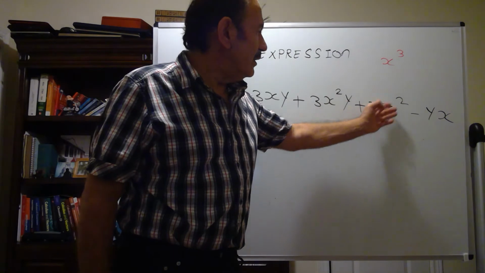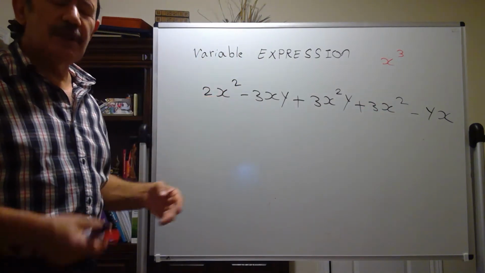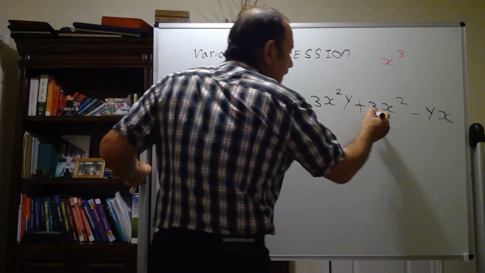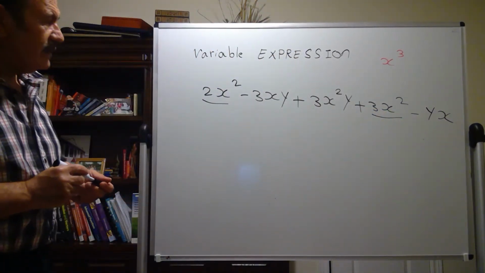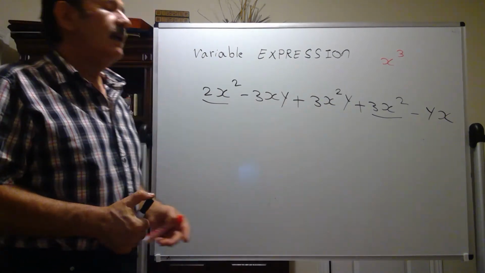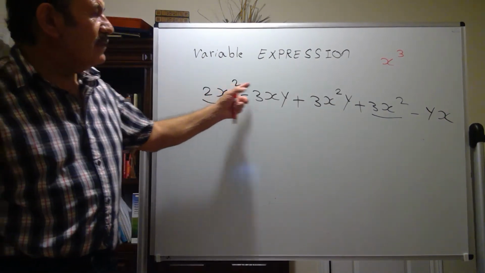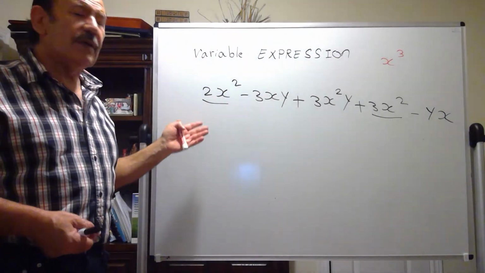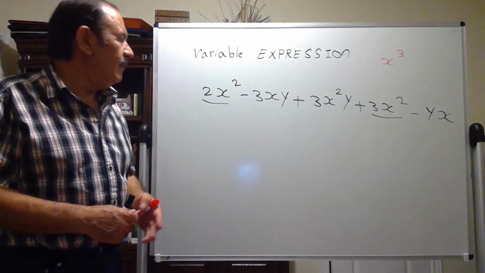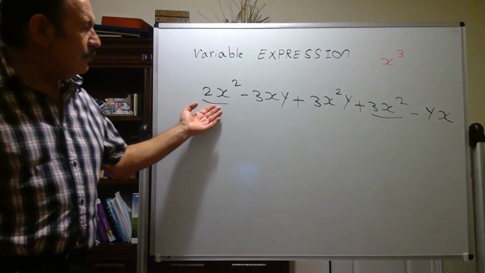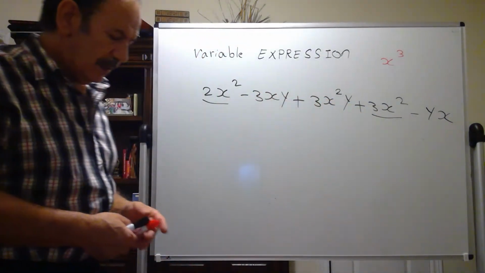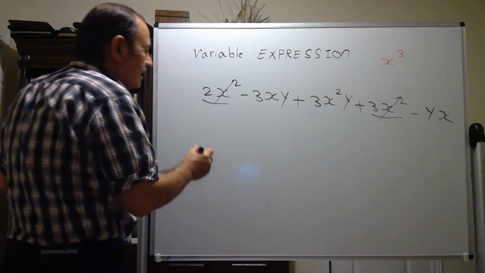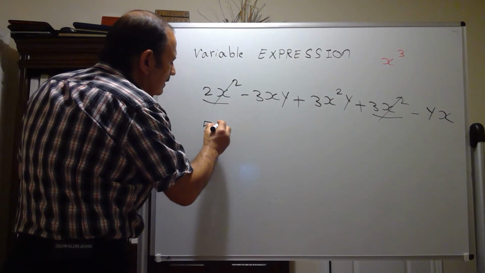But this 3x square and this 2x square are like terms because they have the same base, x for both of them, with the same exponent, which is 2 for both of them, but different coefficients. Whether the coefficients are different or the same, they are still like terms. So we can simplify them. 2x square plus 3x square is going to be 5x square.